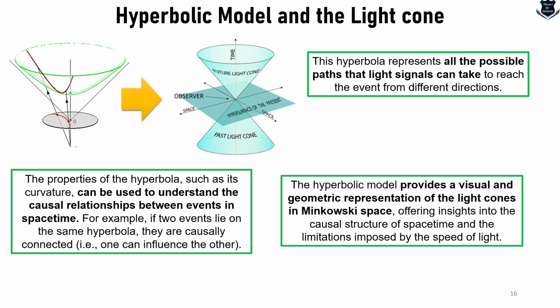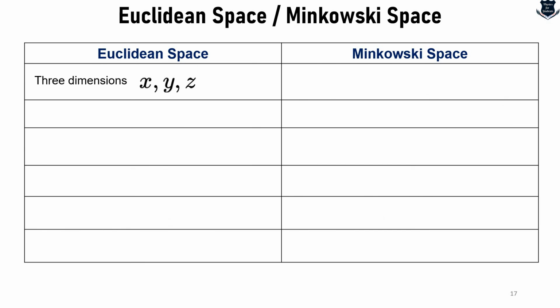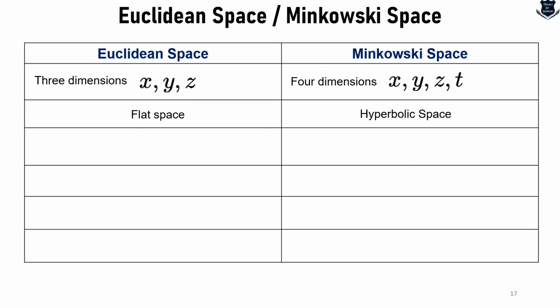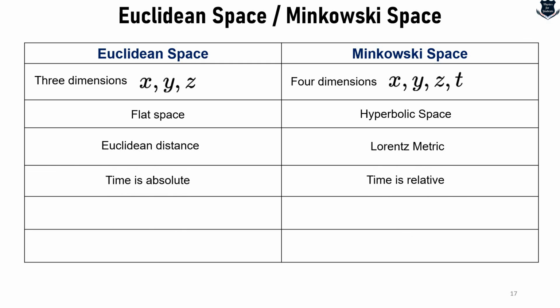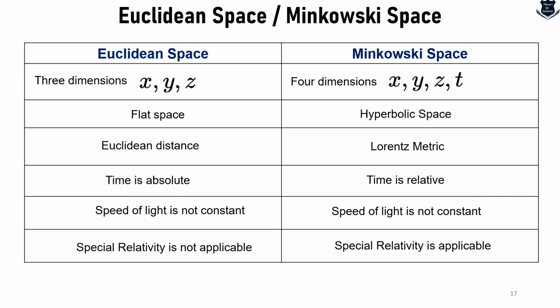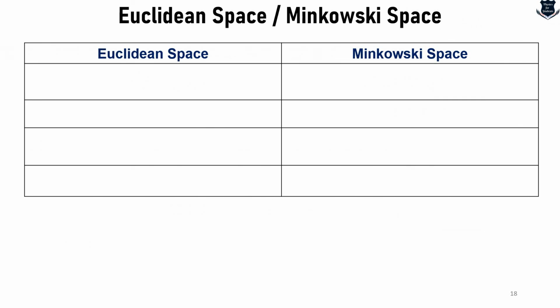So let us finally wrap up with what the differences are. Euclidean space is three-dimensional, XYZ; Minkowski space is four-dimensional, XYZ and T. This happens in flat space. This happens in hyperbolic space. Euclidean space is measured by Euclidean distance. Minkowski space is measured by the Lorentz metric. Here time is absolute, but there time is relative. Also, the speed of light in Euclidean space is not constant. Here the speed of light, I'm so sorry, should be constant. I missed this one. And special relativity is not applicable in Euclidean space. Here special relativity is definitely applicable.